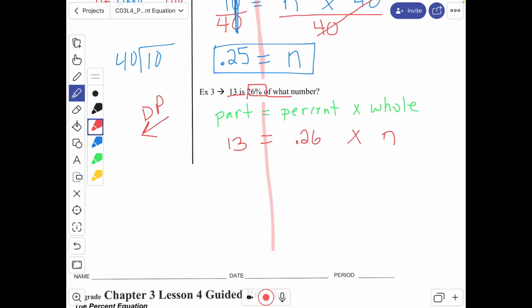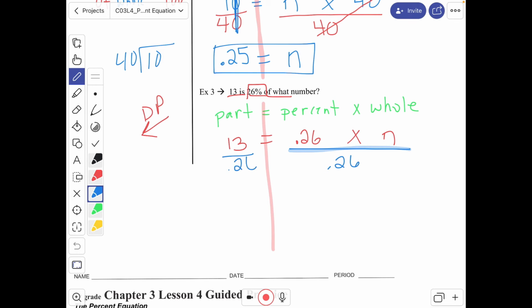Then remember, whatever you do to the right side, you have to do to the left. And we want to get that n alone. So we look what's happening to the n, times 0.26. And we do the opposite of times 0.26, which is divide by 0.26 on both sides. When I do that on the right, those cancel. N is by himself. And then I'm just going to have to go work that problem out.